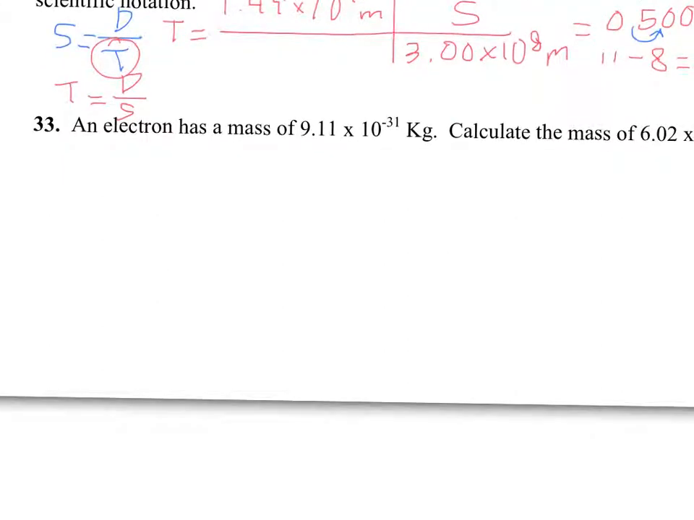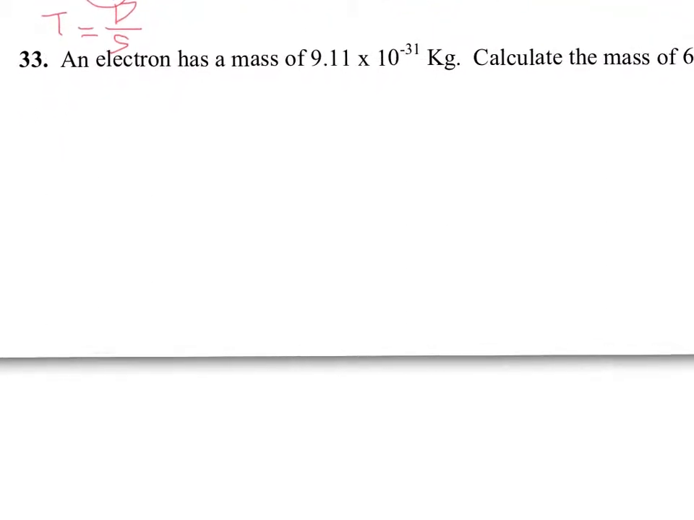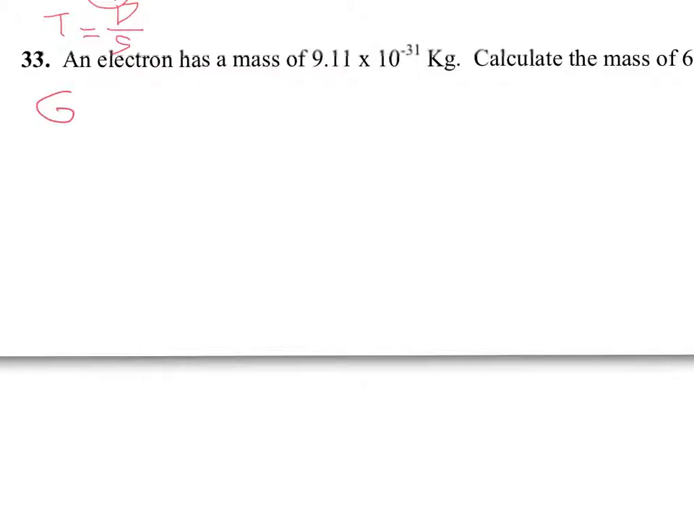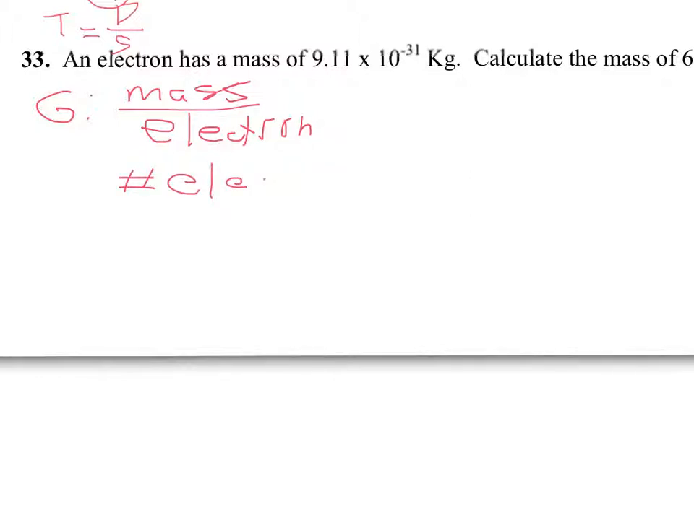Our last one on this page, question number 33, says an electron has a mass of 9.11 times 10 to the minus 31 kilograms. Calculate the mass of 6.02 times 10 to the 23rd electrons. So looking at our GUESS method, G, our given, is our mass per electron, and the number of electrons. Our unknown is the mass.